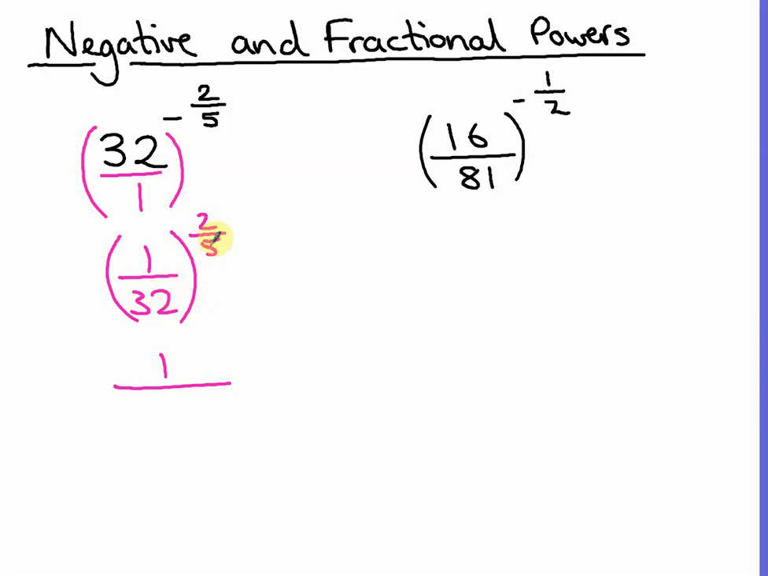So 32, we've got the fifth root of 32. So I'm going to write this in here. Fifth root of 32 squared. Now the fifth root of 32 is 2. 2 times 2 times 2 times 2 times 2 is 32.